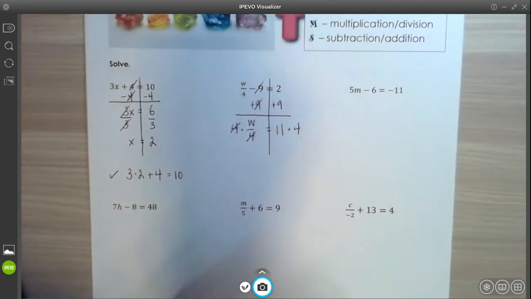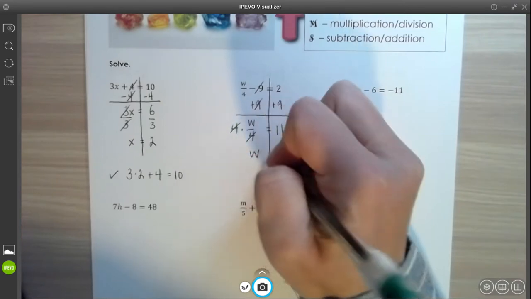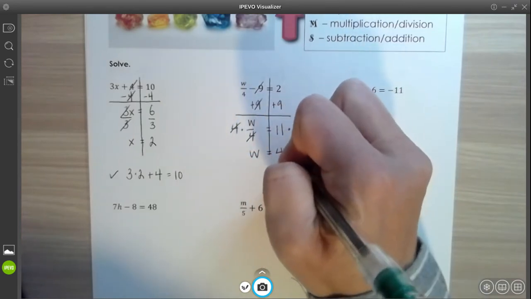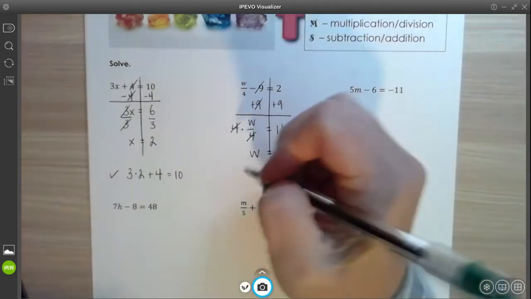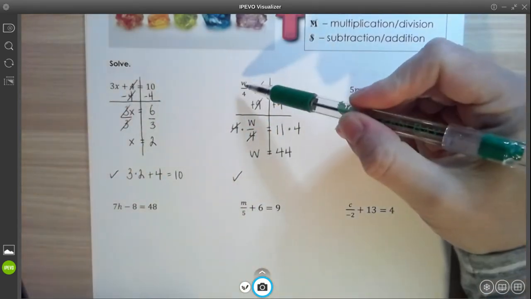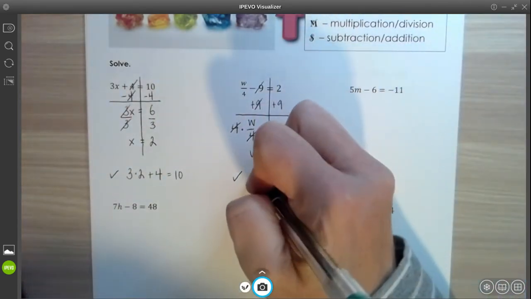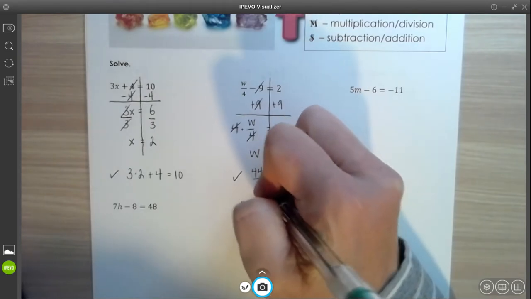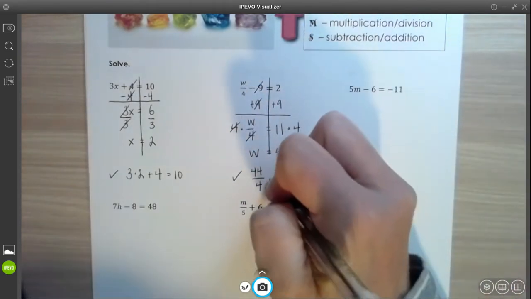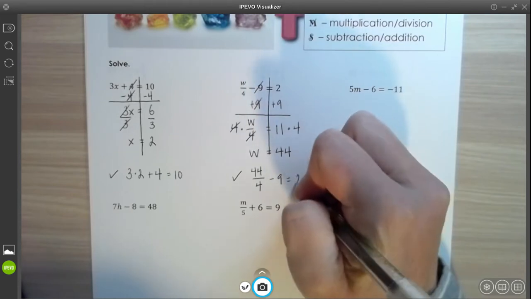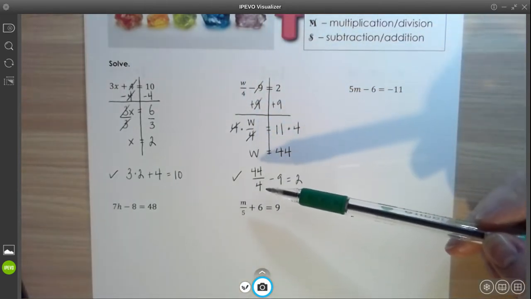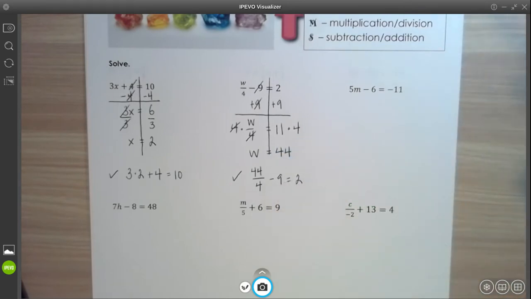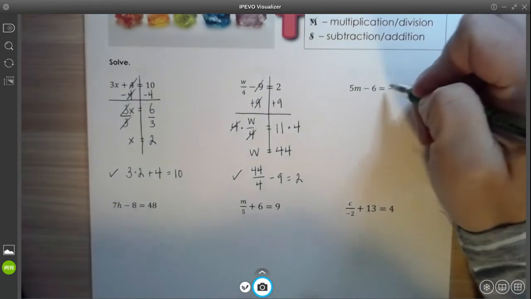On the left, my 4s are going to cancel out, and I'm going to be left with w equals 11 times 4, which is 44. Okay, I'm going to show the check one more time. So here I'm going to replace the w with the 44. That's 44 over 4 minus 9, and that should equal 2. So if we check our work, 44 divided by 4 is 11, and 11 minus 9 is 2. So it checks out. Okay, next problem.